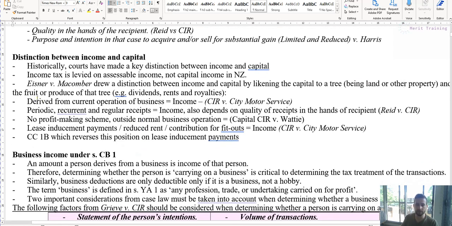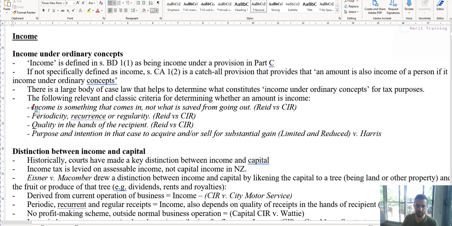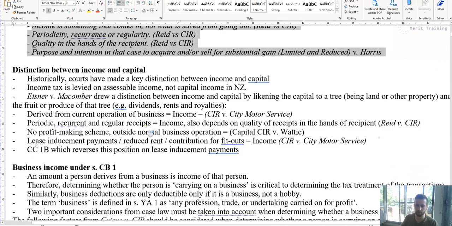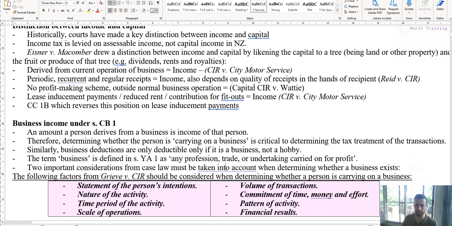Another one is derived from the current operation of the business would be income. That's CIR versus City Motor Service. Or periodic, recurrent, regular receipts. This is, again, pulling from this income from ordinary concepts. So if it's regular, it's more likely to be income. Irregular, it's more likely to be capital. No profit-making scheme outside normal business operation equals capital. Whereas if you have a profit-making scheme, more likely to be a business. So think about the property developer. Their intention is to make profit through the operation of a business.